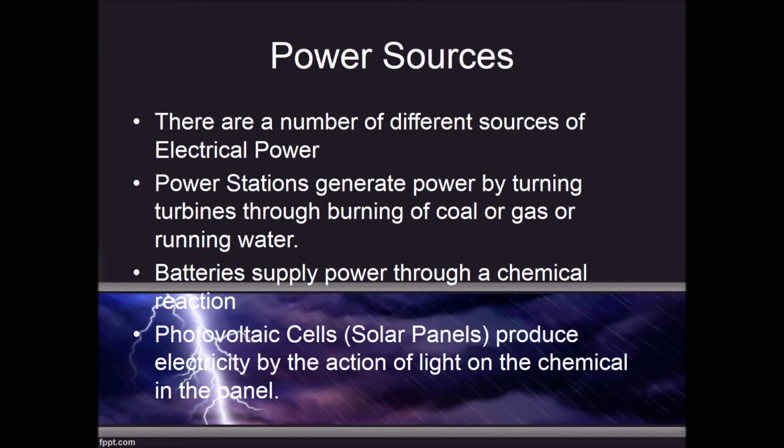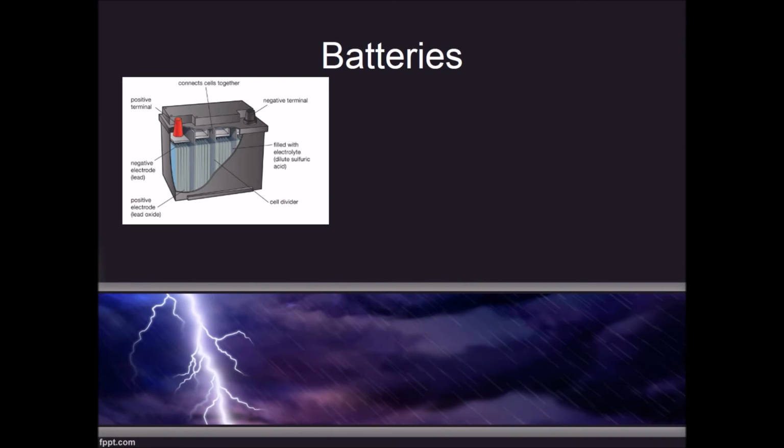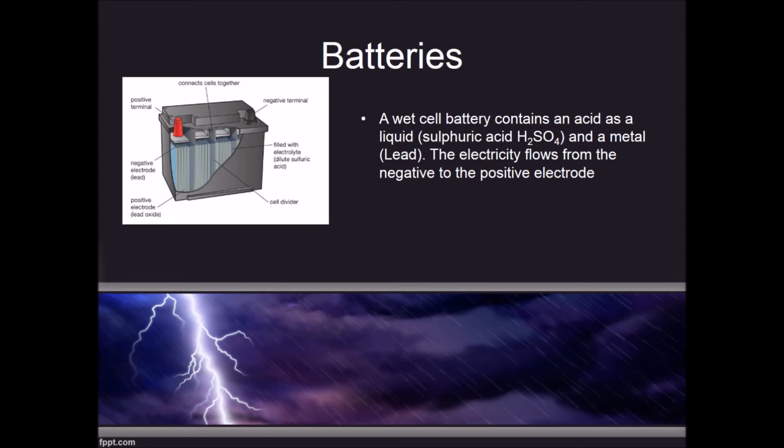And photovoltaic cells, or solar panels if you'd like to call those, produce electricity by the action of light on the chemical in the panel, and that actually generates electricity. So if we have a look at batteries, there are two types. The first one is a wet cell. The wet cell contains an acid as a liquid.